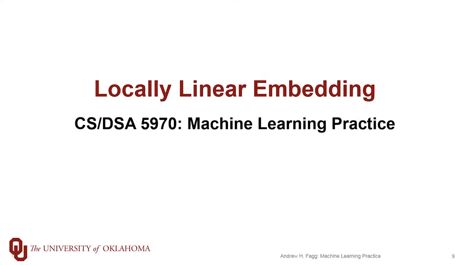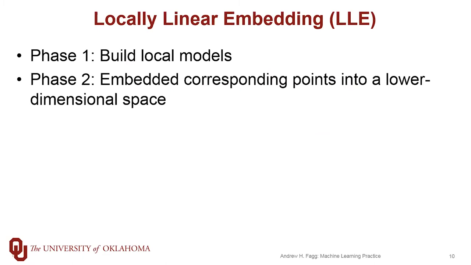So let's take a look at the implementation of the locally linear embedding algorithm. As we've hinted at in the previous video, it really comes in two phases. In the first phase, we're going to work with our training set samples and construct local models for each of the individual points in our training set. In phase two, we're going to take each of the points in the original space and embed them into a lower dimensional space. We're going to do so such that we adhere to certain distance metrics that we've computed during phase one.